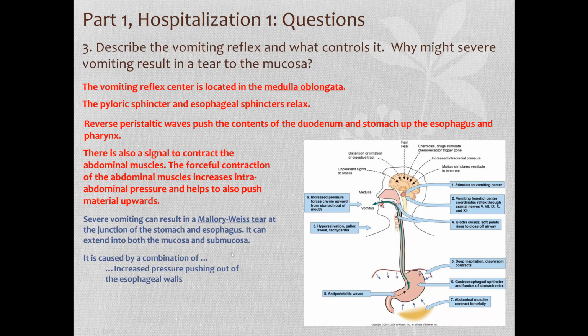So Mallory-Weiss tears can be caused by a combination of increased pressure that is pushing out on the esophageal walls from the forceful contraction of the abdominal muscles and the reverse peristaltic waves, and you've got weakening of the esophageal wall by the repeated exposure to stomach acid because of a severe bout of vomiting.